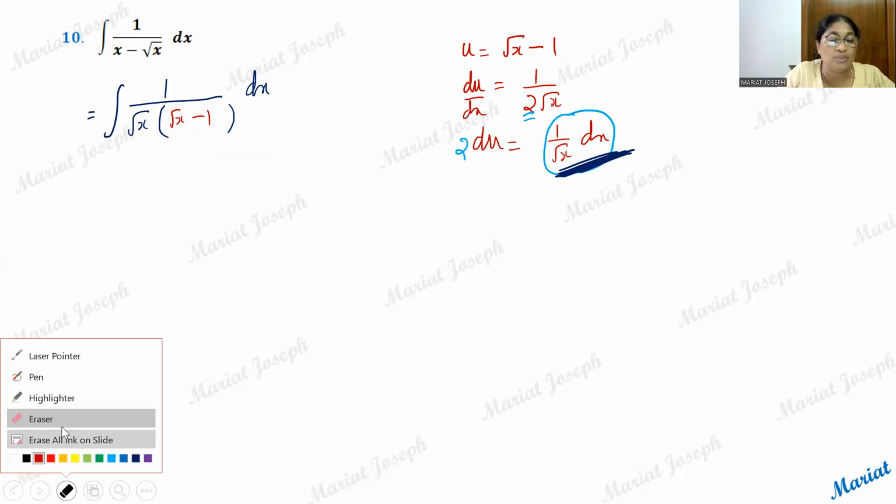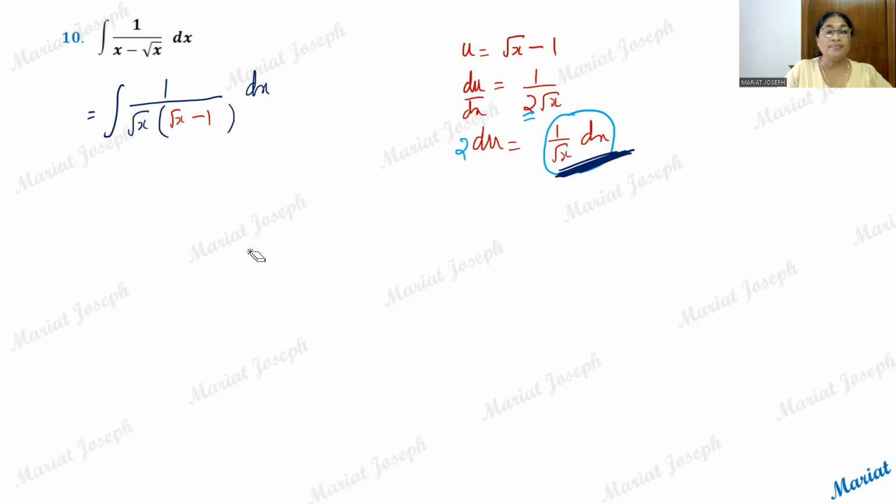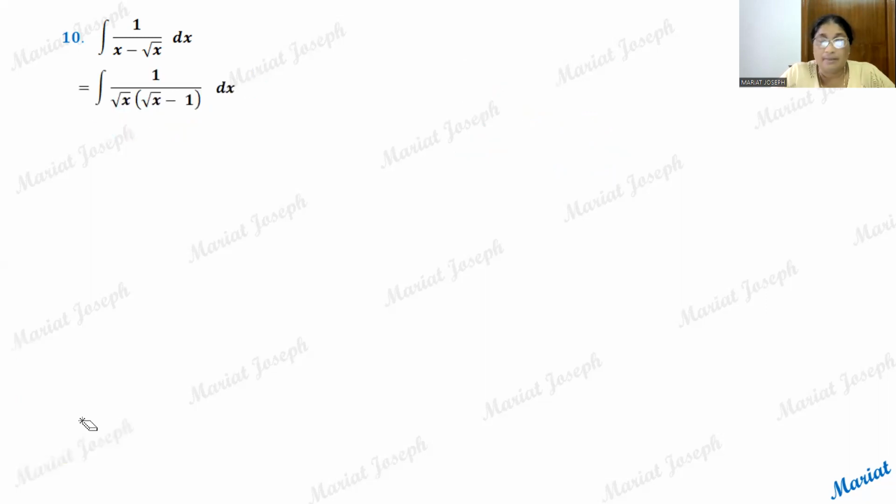So all of you do this question like this. What are we doing? First of all, take a root x common in the denominator. The reason is, look, if you substitute root x, the derivative will be 1 by root x into dx. The 2 is fine, we can manage. All right. So all of you take root x common and then go for root x minus 1 as the substitution. Take this whole bracket as u and see what's happening to the derivative.